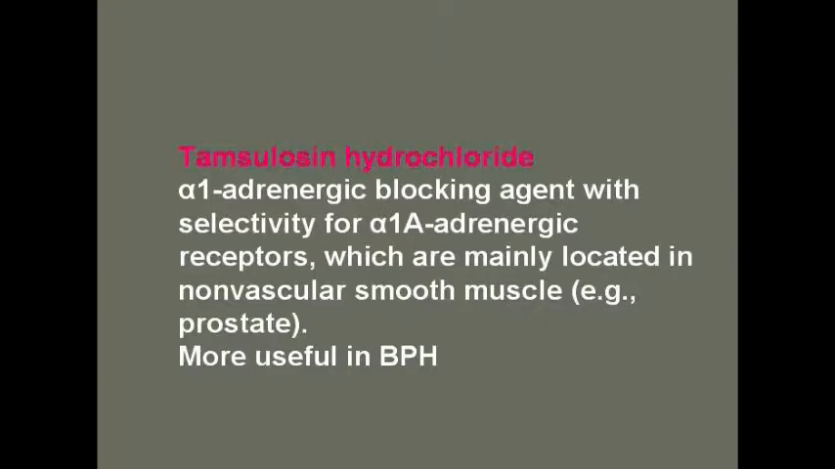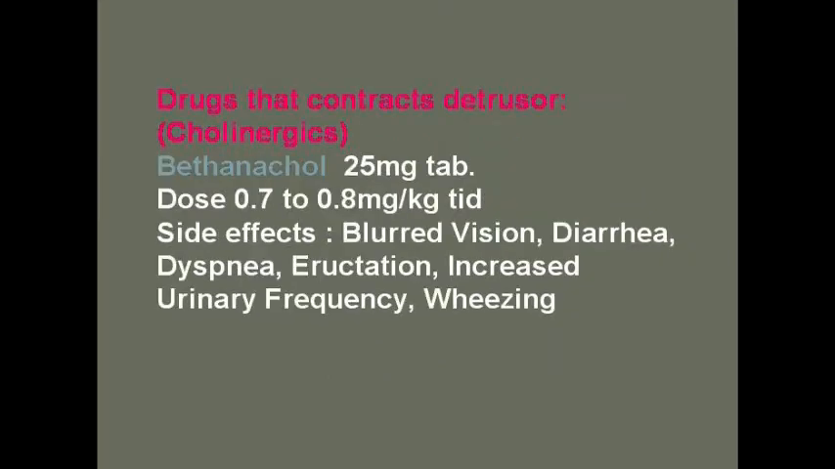Now, tamsulosin hydrochloride is an alpha-1A blocker, and it is more useful in BPH because it relaxes the prostatic capsule. Now, drugs that contract the detrusor: bethanechol. I don't know how popular it is, how many have been using it. 25 milligram tablets are available, 0.7 to 0.8 milligram per kg TDS is the dose. It has a lot of side effects: blurred vision, diarrhea, dyspnea, eructation, increased urinary frequency, wheezing, etc. All that can be stimulated by acetylcholine. And it also produces a lot of tolerance, because you start giving it and in another 1 or 2 weeks the child gets tolerant to it.